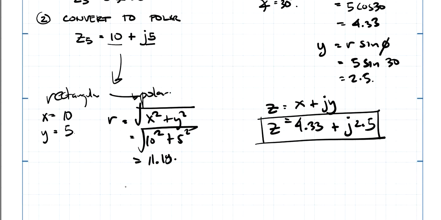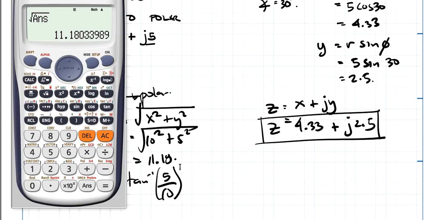Okay, next one is the theta. So the theta is the inverse tangent of y over x, which is 5 over 10. This is the shift tangent, or inverse tangent, of 5 over 10.